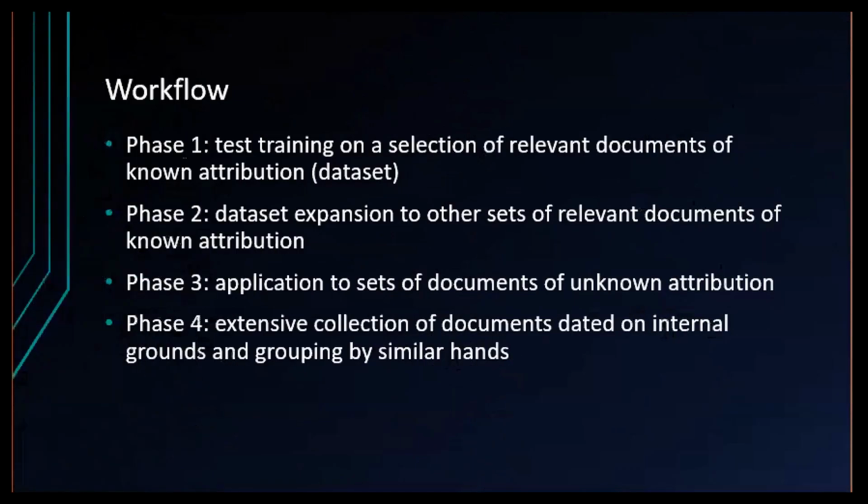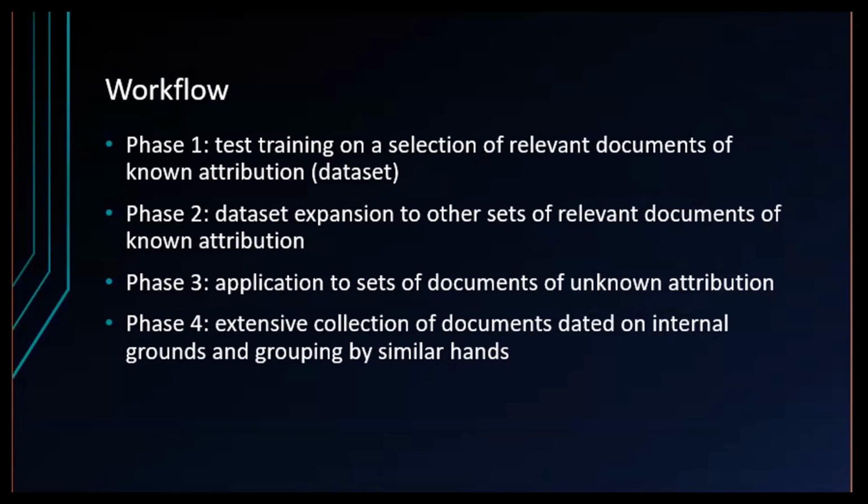This is the tentative workflow of the project. The first phase will deal with the creation of the starting dataset, aimed at performing a test training of the machine on a selection of significant documents of known attribution. The second phase will expand the starting dataset with other sets of significant documents of known attribution. The third phase will apply the results to sets of documents of unknown attribution.